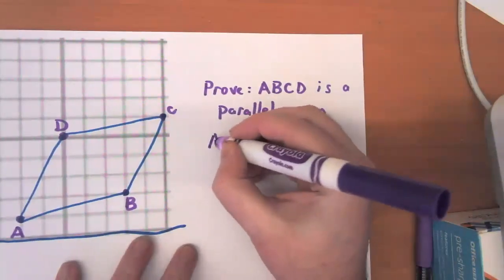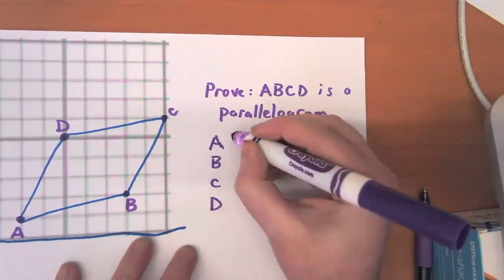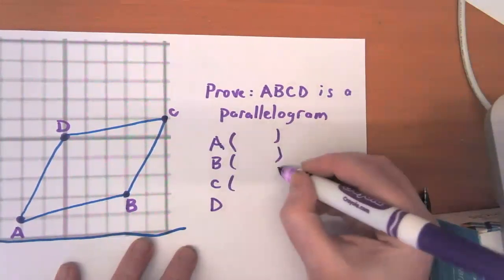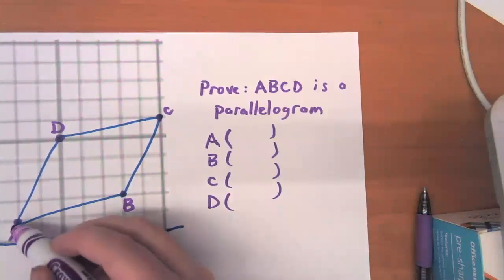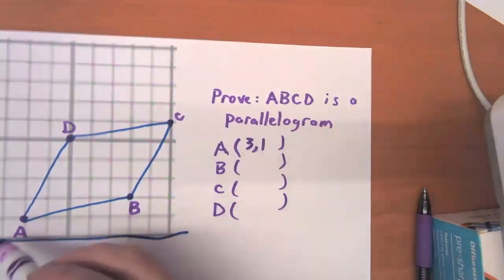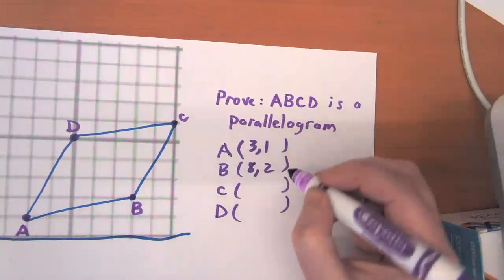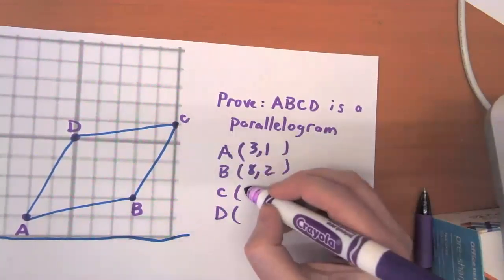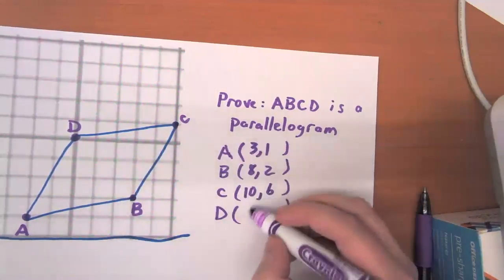Well, for each of the 4 points, I know its coordinates. So here's my origin. A is 3 points over and 1 point up. B is 8 points over and 2 points up. C is 10 points over and 6 points up. And finally, D is 5 points over and 5 points up.